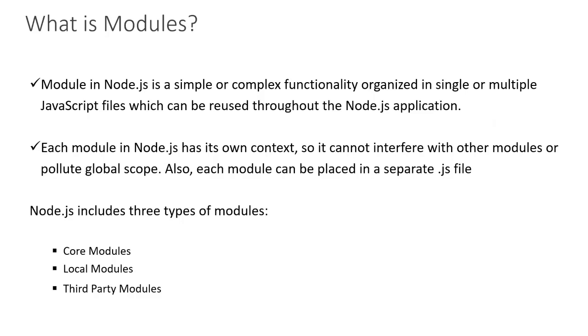We have three types of modules. One is core modules, the standard modules that are available in Node.js. The second one is local modules, which are developed by ourselves. Third-party modules are developed by others and published in the market. You can use a module with npm install and the module name, and it will bring it into your application. That's third-party modules.